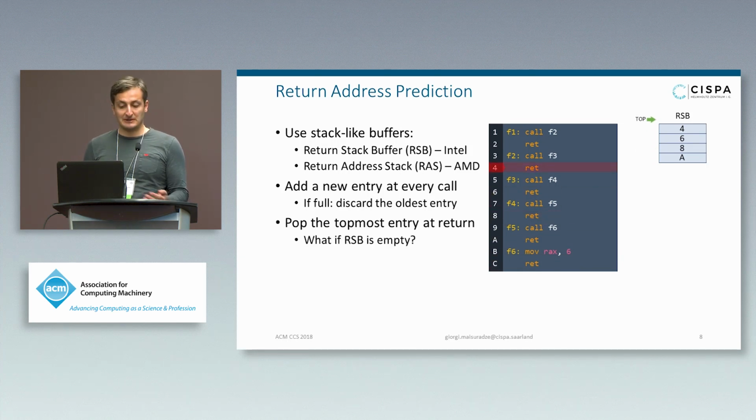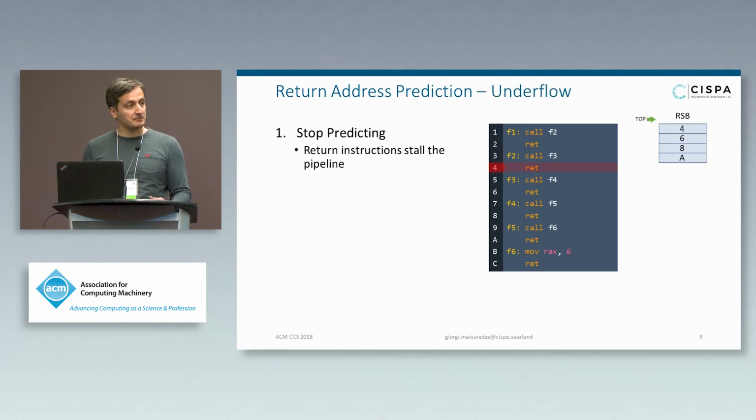prediction. But there is a clear problem here because the RSB has a fixed size. And what happens when we have an underflow? There are three possible cases that we are aware of. First is to simply stop prediction. This is not really efficient.